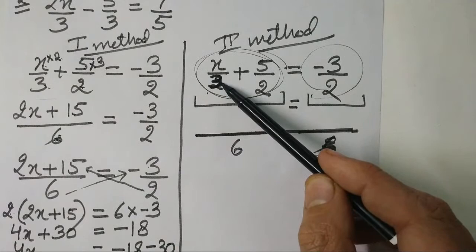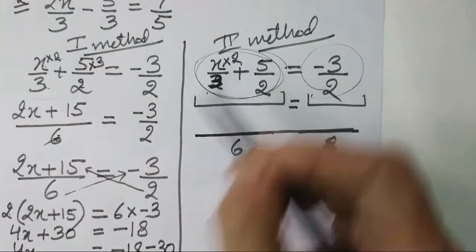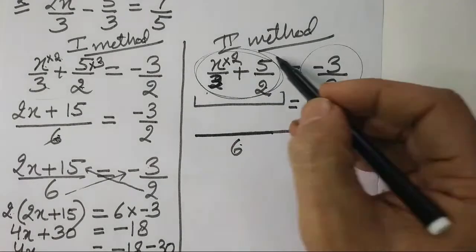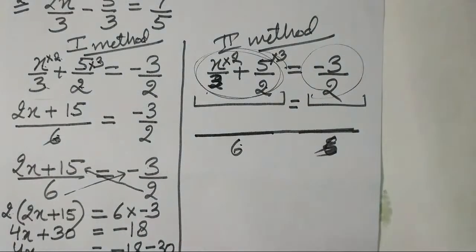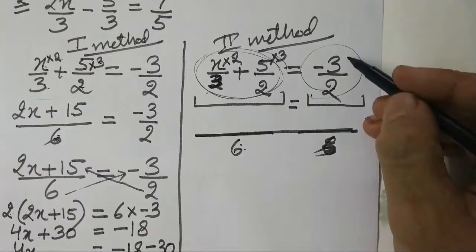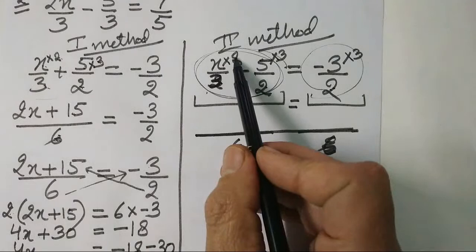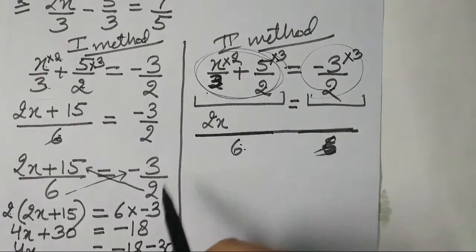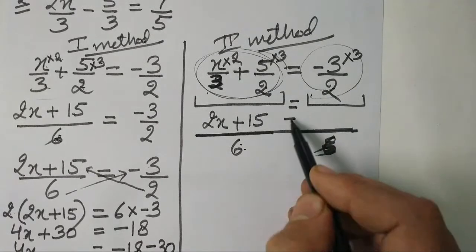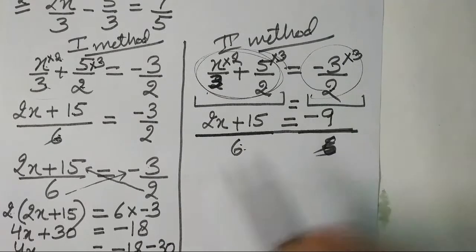Divide 6 by 3: 3 twos are 6, so it will become 2. 2 will divide 6: 2 threes are 6, so it will become 3. And again 2 will divide 6, so it will become 3. Now it will become 2 into x is 2x, 5 into 3 is 15, is equal to, and 3 into 3 is minus 9.